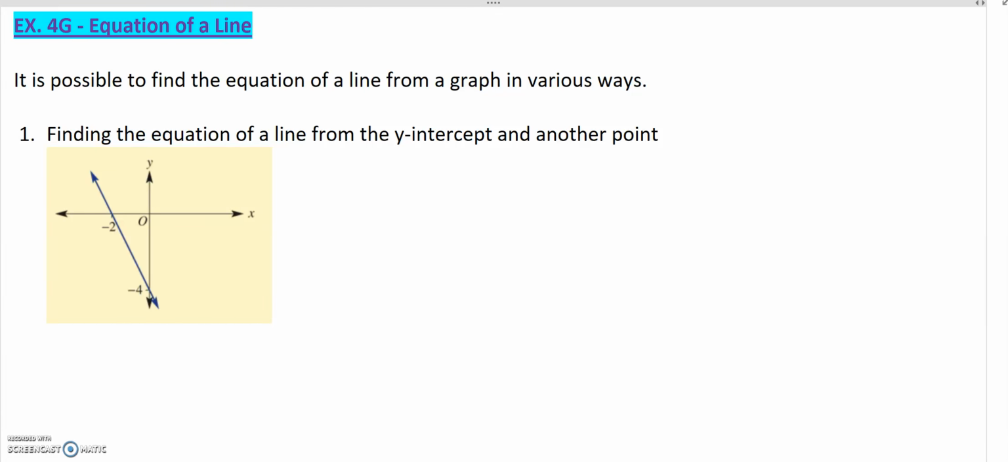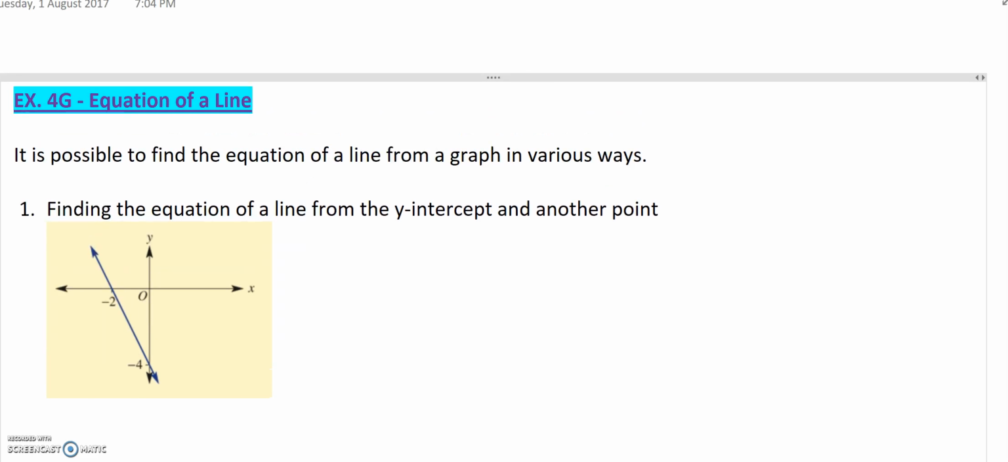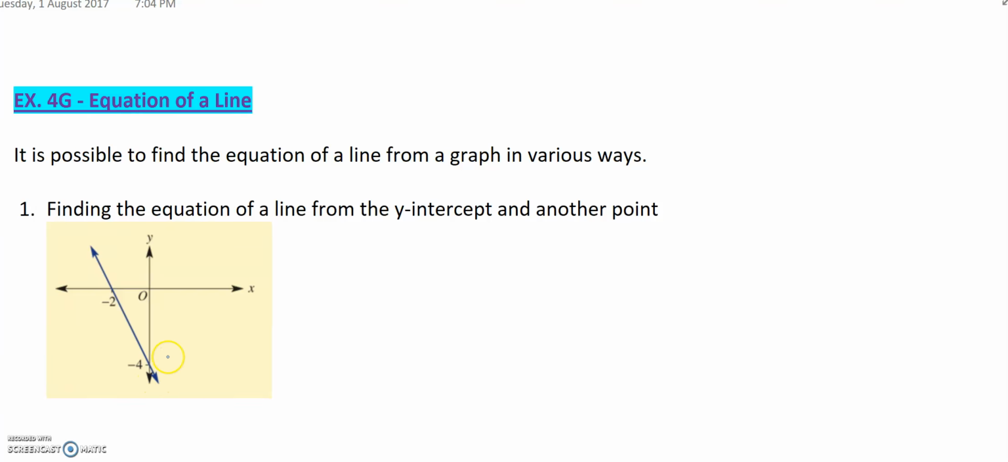So, okay, let's have a look at this example. Finding the equation of a line from the y-intercept and another point. If you look at the graph that's been given there, according to the graph, we can find 2 points. The y-intercept is (0, -4), and then the x-intercept is (-2, 0). Now that being the y-intercept, we can state immediately that c is equal to -4.